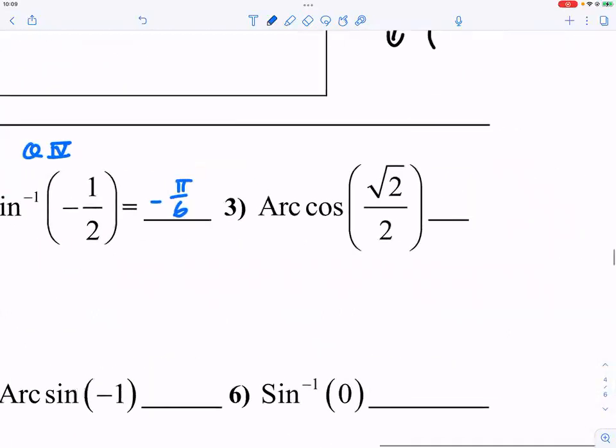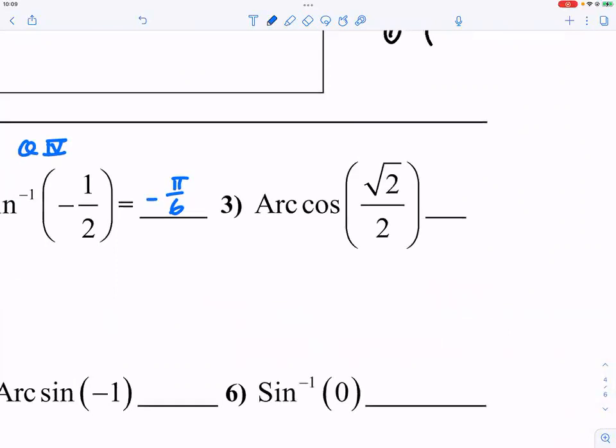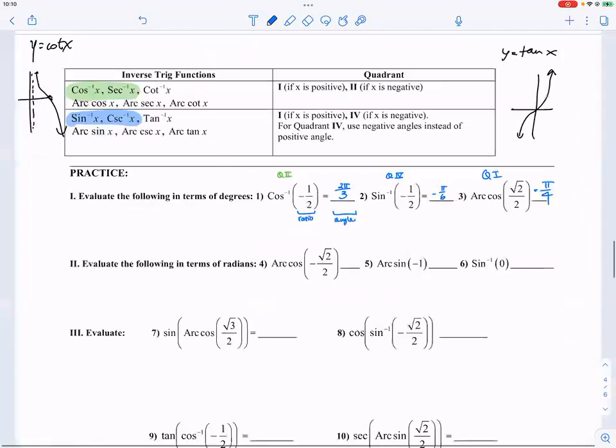Arc cosine of √2/2, it's equal to √2/2, positive. That means anything positive must be in quadrant 1. So what angle will give you a √2/2 ratio? It's equal to pi over 4. So I kid you not, the unit circle is important. I do not care what method you use to retain those values. If you do not have those values in your head, you're going to have a headache.